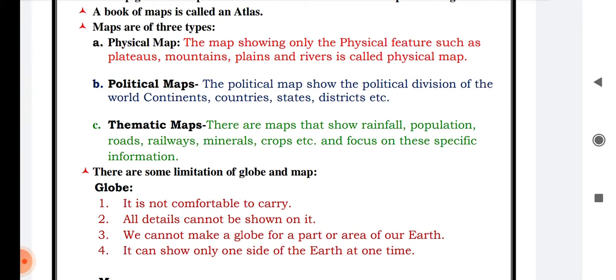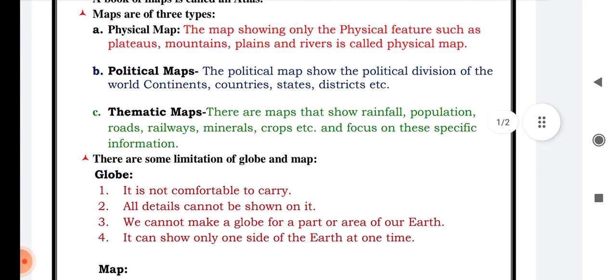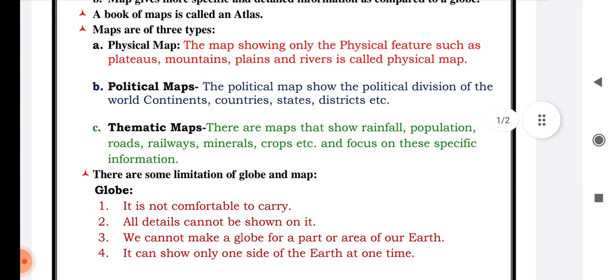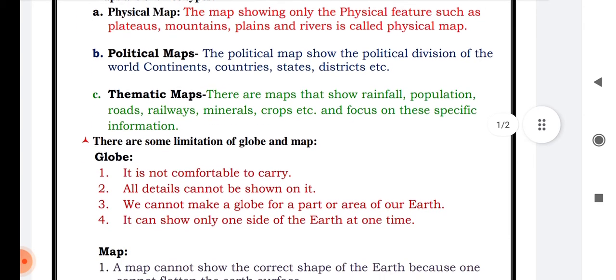What are physical maps? The map showing only the physical features such as plateaus, mountains, plains, and rivers is called a physical map. What are physical maps? The map showing only the physical features, like your plateaus, mountains, plains, and rivers, is called a physical map.